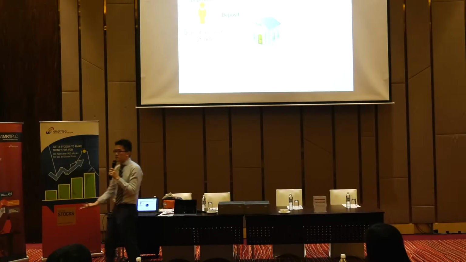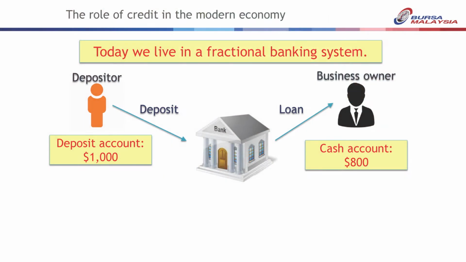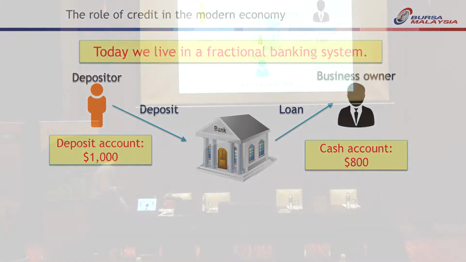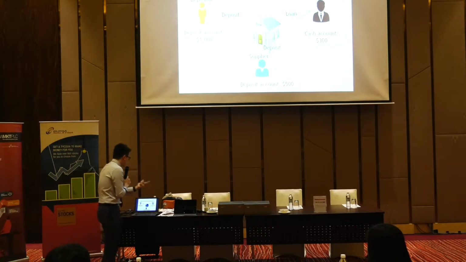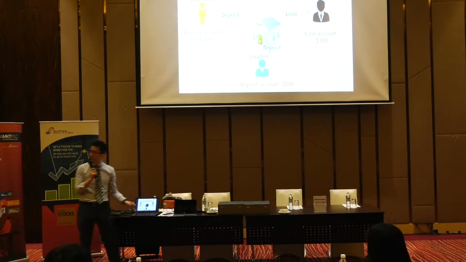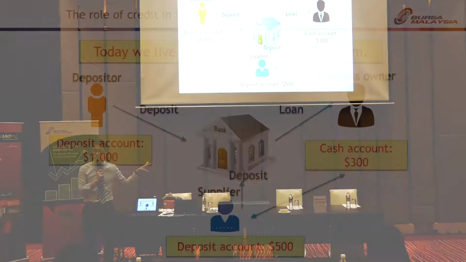Now, you know what the bank does with your money, right? They usually lend it out. Now, imagine they lend it to a business owner who wanted to borrow $800. And assuming he went to buy business supplies from someone else. So he actually spent $500 to a supplier to buy the business supplies that he needs to set up his business. And that $500 is now cash to the supplier.